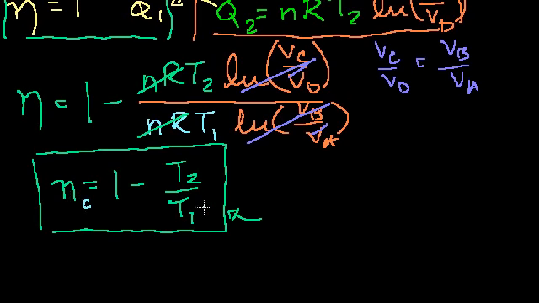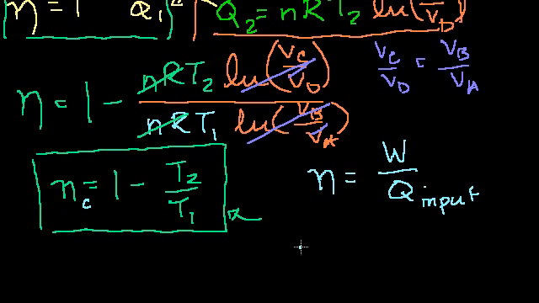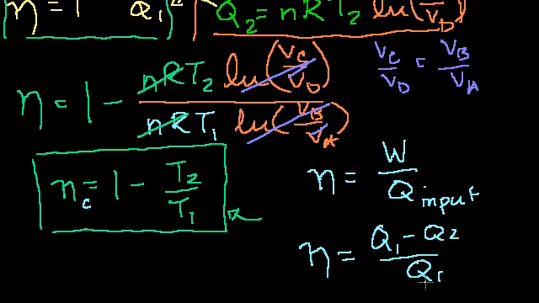And let me be very clear. This is the efficiency that can only be attained by a Carnot engine. The other definitions of efficiency, so when I just defined efficiency as the work performed divided by the heat input, or when I defined it as the net heat in, Q1 minus Q2 over Q1, this applies to all heat engines. This is true for all heat engines, including the Carnot engines. And a heat engine is an engine that operates on heat. I probably should have said that a while ago.